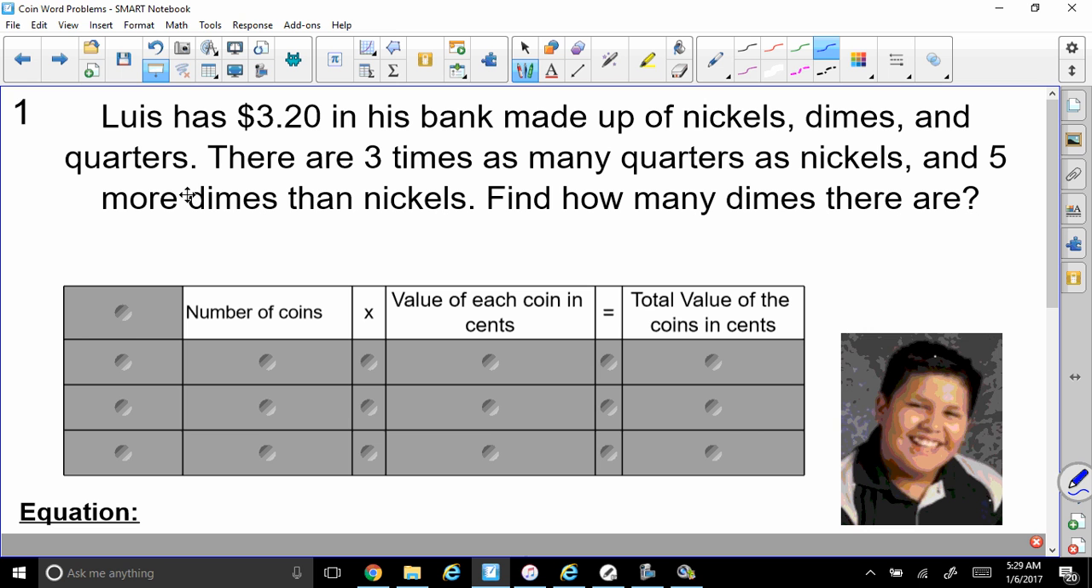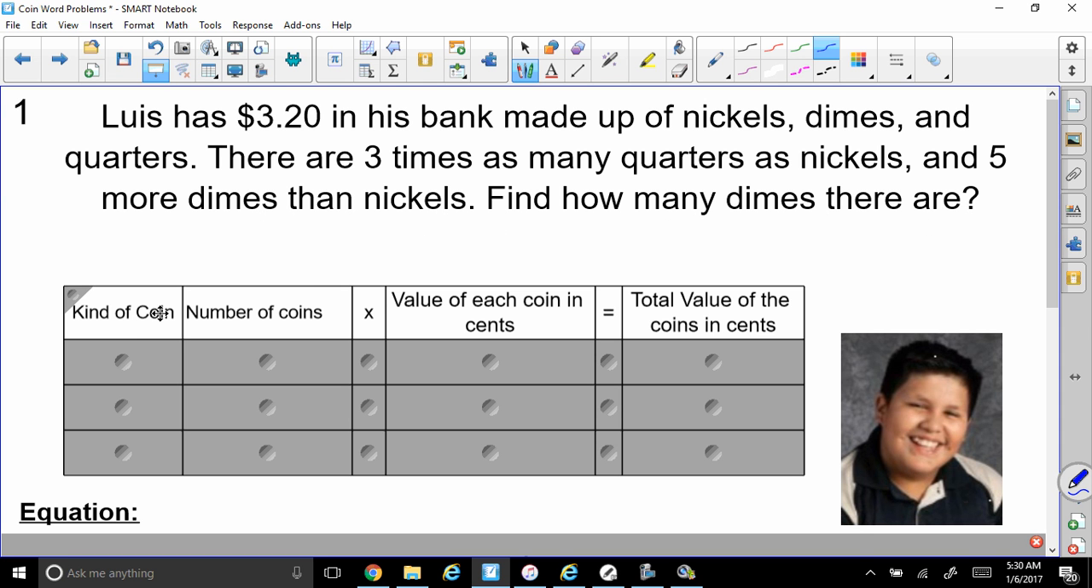So we have Lewis here. He has $3.20 in his bank. It's made up of nickels, dimes, and quarters. There are 3 times as many quarters as nickels and 5 more dimes than nickels. Find how many dimes there are.